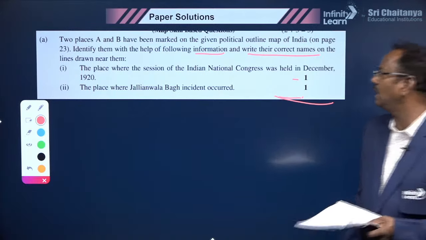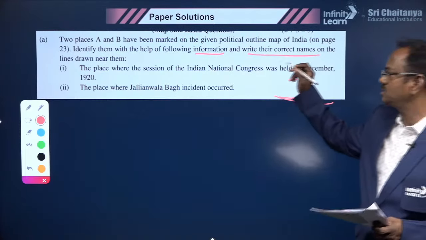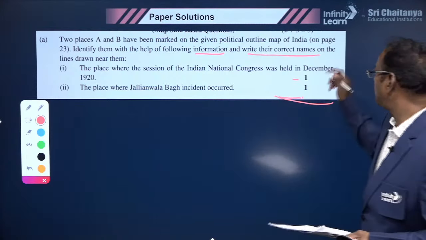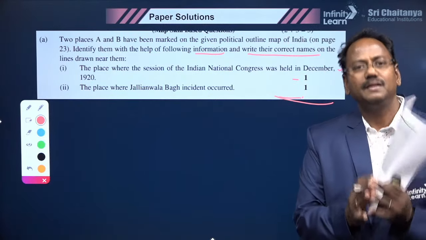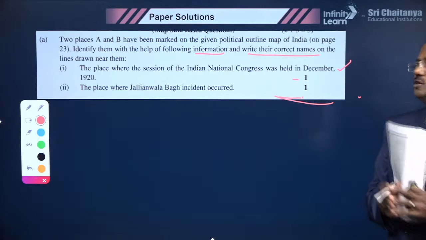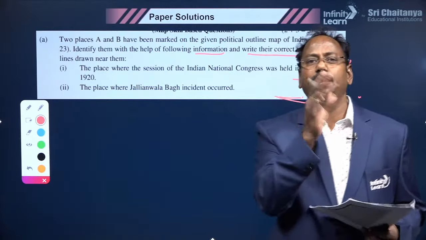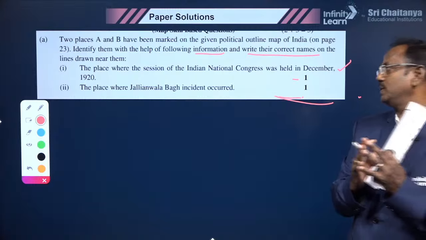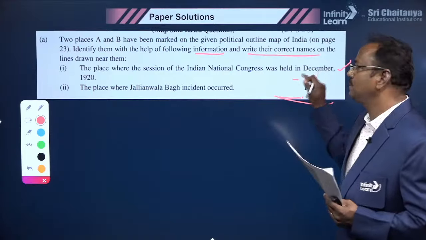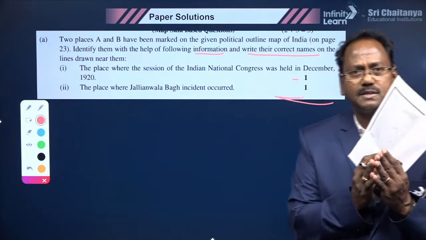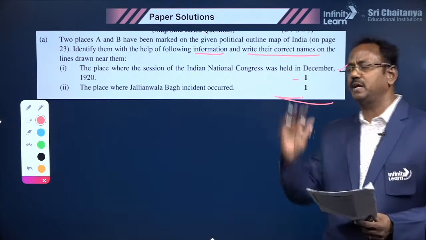The first point is the place where the session of the Indian National Congress was held in December 1920. Understand? There was a tussle between two groups of the Congress. One group wanted to participate in the elections, and the other wanted to follow Gandhiji and launch a nationwide movement and send the British out. Finally a compromise was reached in December 1920 between the two groups of INC, and the non-cooperation movement was adopted and a decision was taken to implement it.